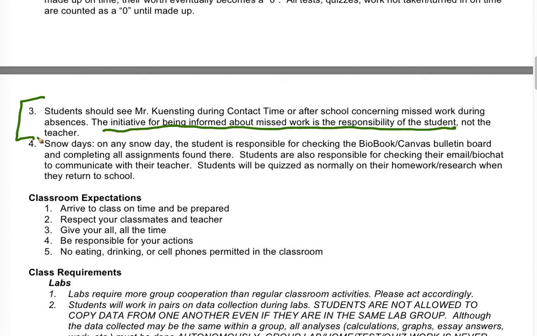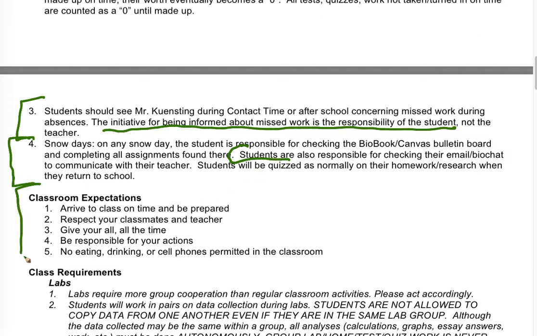On a snow day, you're responsible for checking the Canvas bulletin board. Some days I will have to put assignments there. Some days I will leave it blank. Usually for things like Christmas holidays, senior retreat, I do not put assignments on the bulletin board for you to find. But after you come back from retreat, I will put assignments up because it's time to get back to work. So it is up to you to check email and communicate according to your need.